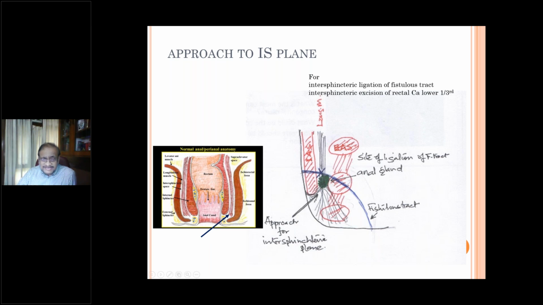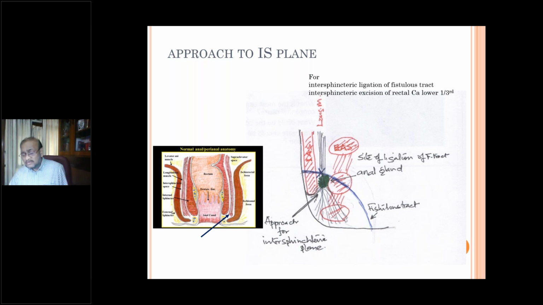Now, I told you, what is this line? See, the line is basically the intersphincteric line. See this line approaching from here, the white line. So the approach for the intersphincteric plane is through this area, and it is important where? In two important areas. It may be important otherwise too, but in two important areas. Number one, when you want to ligate a fistulous tract out here. See, this is a fistula, and you do an intersphincteric ligation of the fistulous tract.